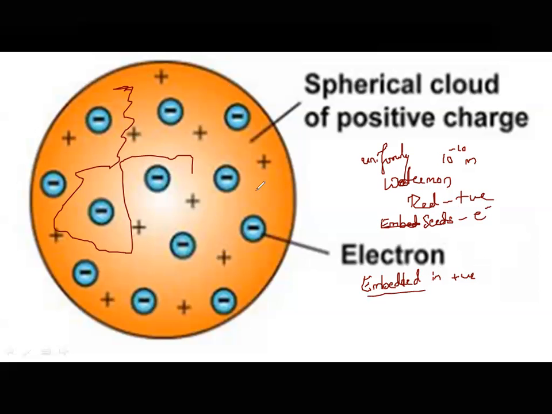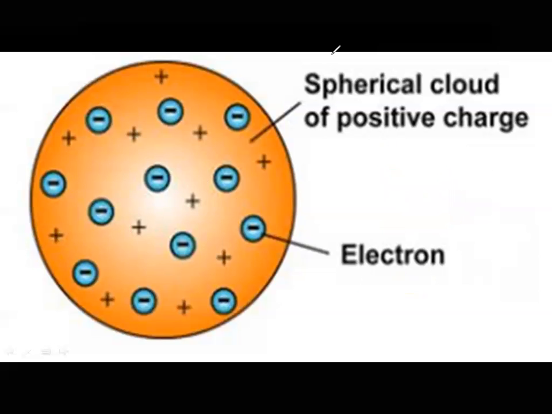So positive charge is present as a uniformly distributed sphere of, say, diameter 10 raised to minus 10, and the negative charge, which has to be equal to the positive charge, the electrons, are embedded in the positive charge. So the charge distribution gave a stable arrangement, yes or no? According to him, it gave the stable arrangement. He was correct with his concept.